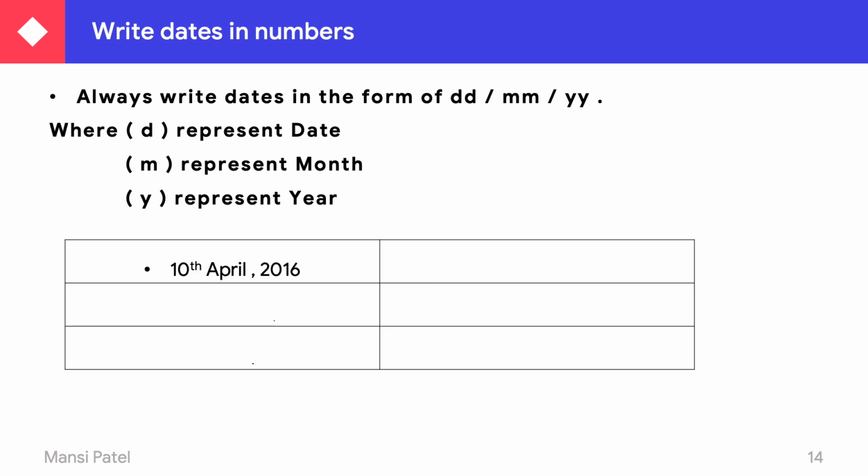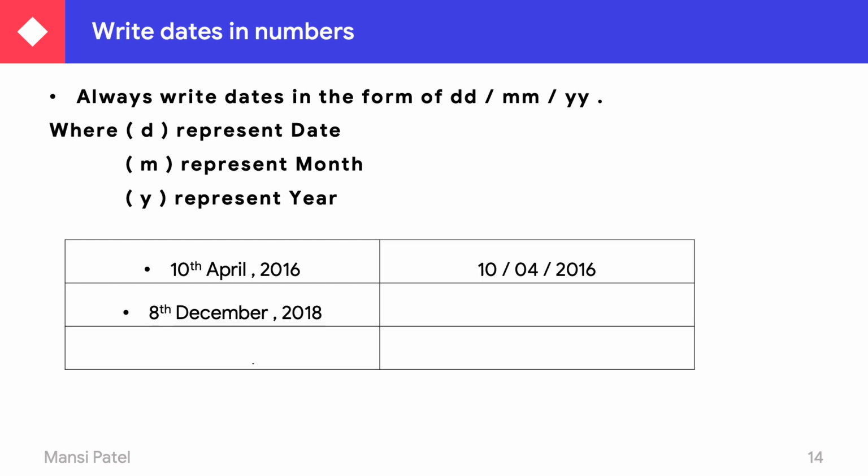So see here one example. 10th April 2016. So we write 10 slash. Now which month is April? We can say the 4th month. So we have to write 04, because as per the rule we have to write the month in 2 digits. If we write only 4, then it's only 1 digit. So how can we make 2 digits? Just put 04. So 10/04/2016. You can write only 16 or you can write 2016. Both are fine.